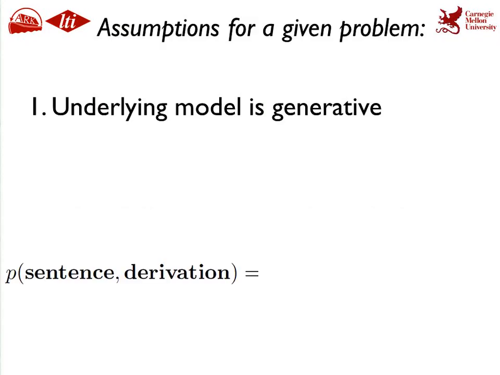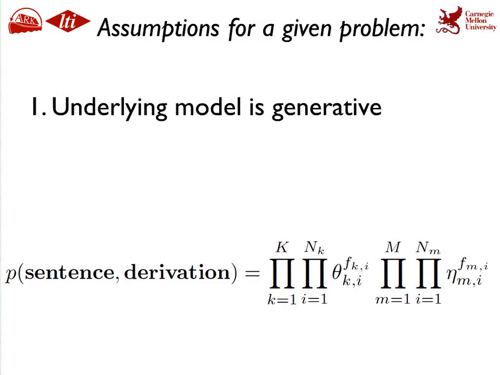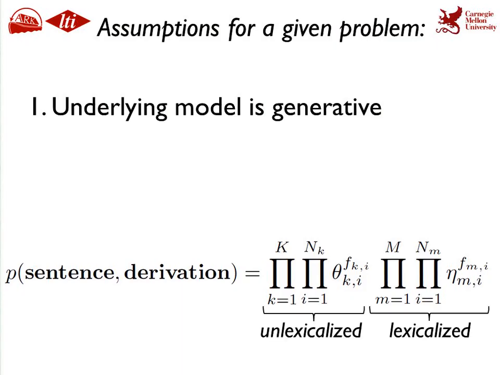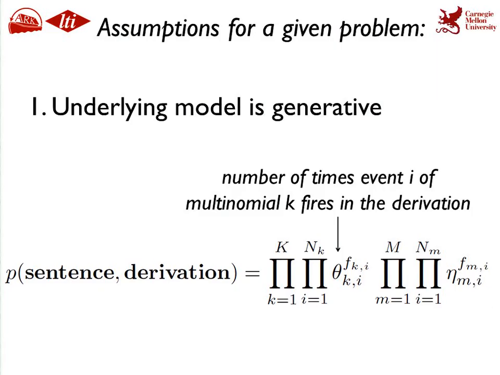So in general the joint probability of the sentence and some sort of derivation is the product of all these probabilities, each of which is raised to the number of times the event i of multinomial k fires in the derivation. Okay, this is straightforward.